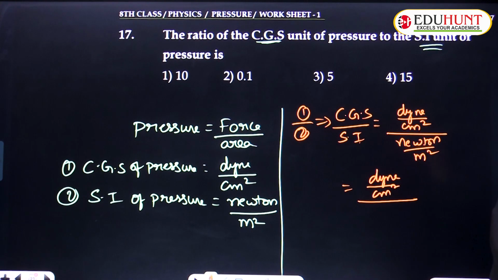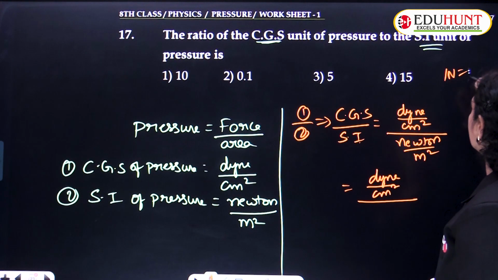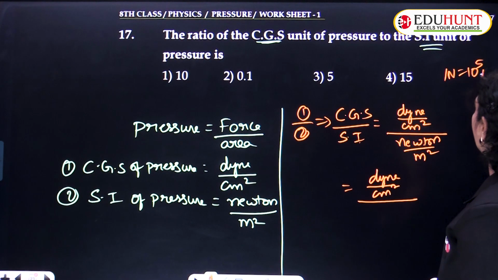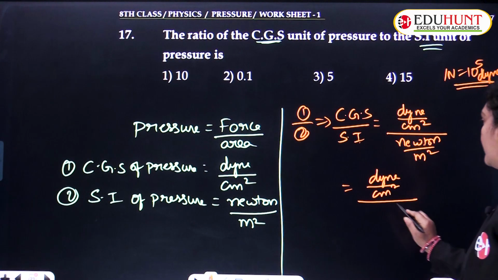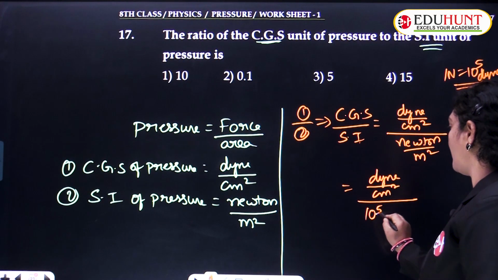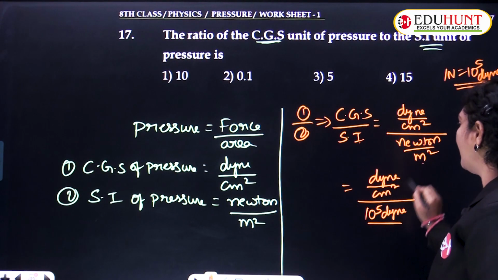1 Newton is how many dynes? It is 10 power 5 dynes. Always remember children, 1 Newton is equal to 10 power 5 dyne. Is that okay? So 1 Newton is equal to 10 power 5 dyne. So this can be written as 10 power 5 dyne whole upon meter square.